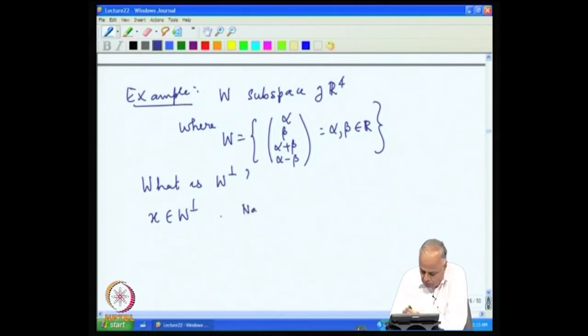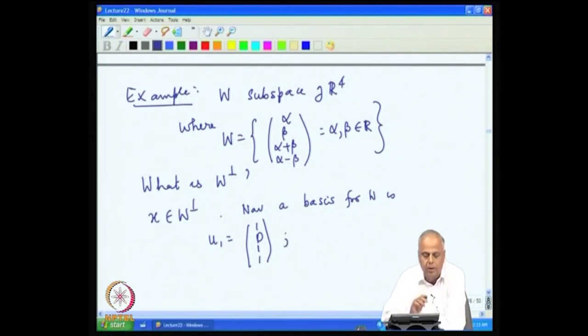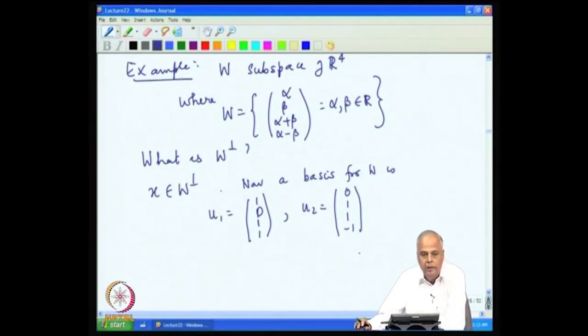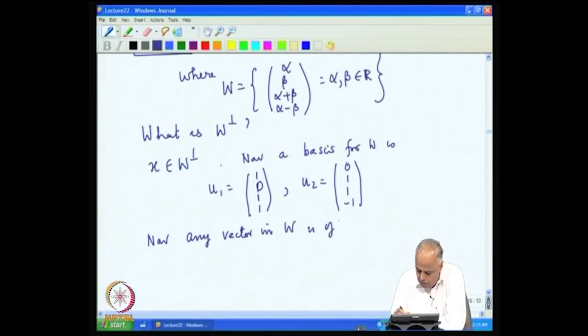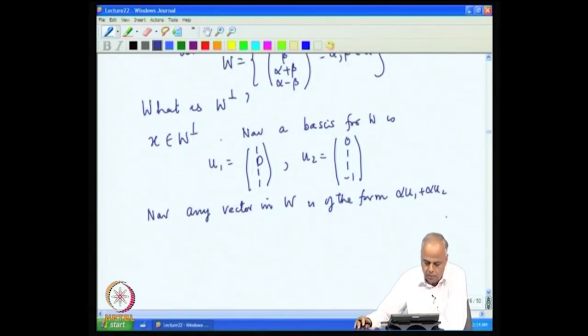Now, a basis for W is u1 equal to (1, 0, 1, 1) and u2 equal to (0, 1, 1, minus 1). This is got by taking alpha equal to 1 and beta equal to 0, and now taking alpha equal to 0, beta equal to 1. We get these two vectors, which are linearly independent, are in W, and any vector is of the form alpha u1 plus beta u2. So, therefore, these form a basis. Now, any vector in W is of the form alpha u1 plus beta u2.